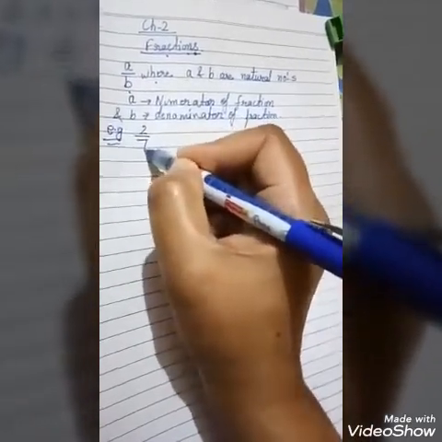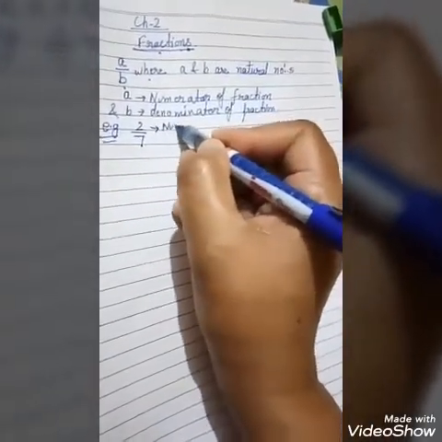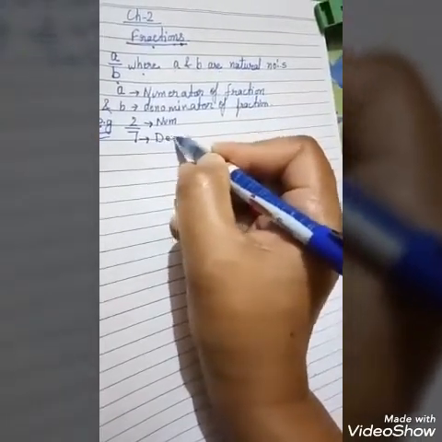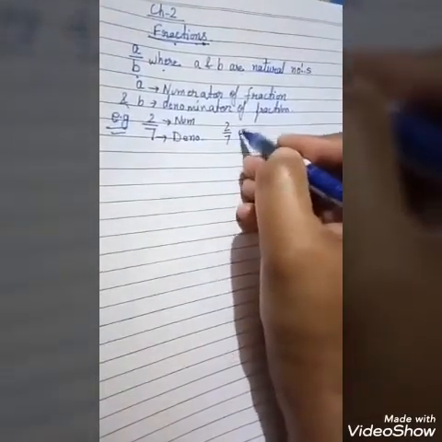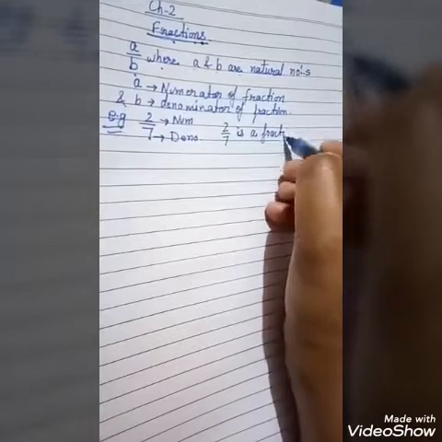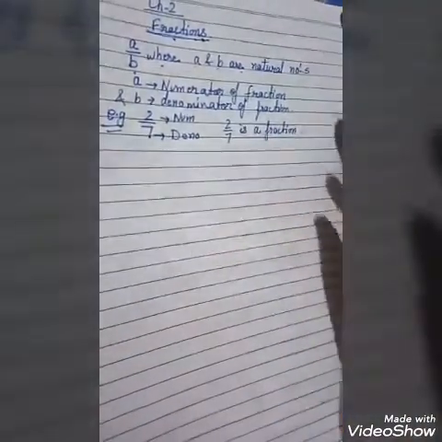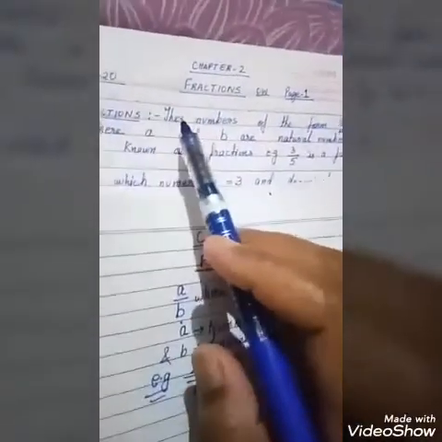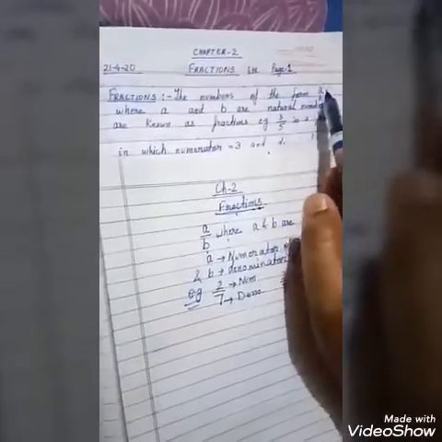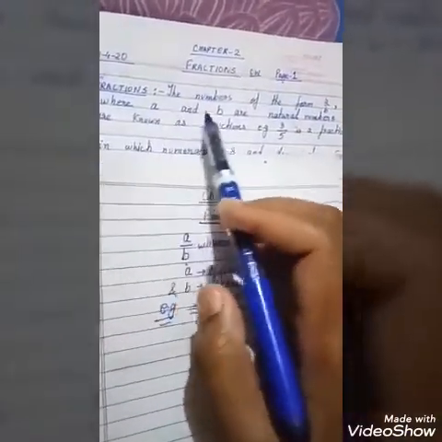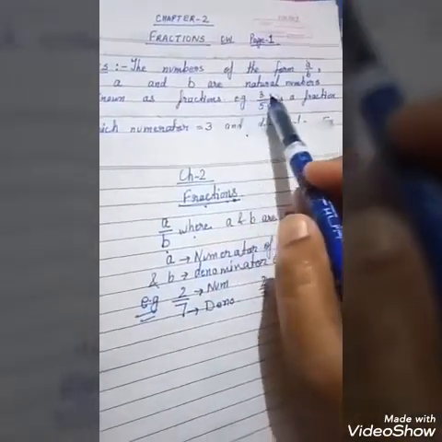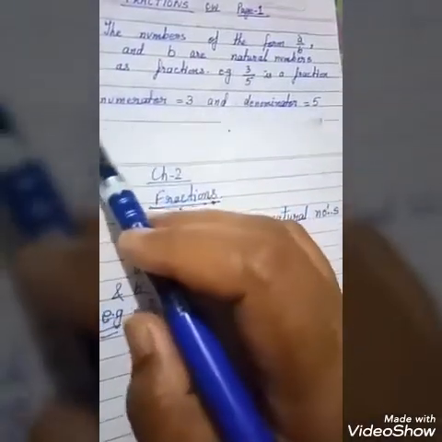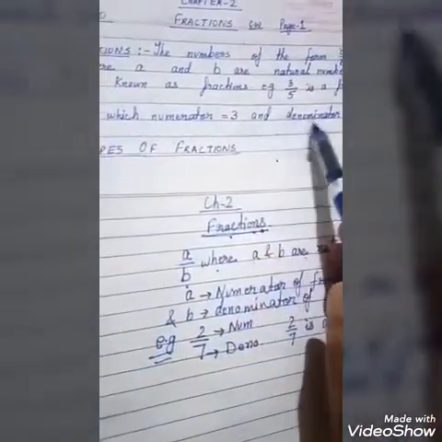2 by 7. Here this 2 is the numerator and 7 is the denominator. So this 2 by 7 is a fraction. Okay, now see here the definition. What is a fraction? The number of the form a by b where a and b are natural numbers is known as a fraction. For example, 3 by 5 is a fraction in which the numerator is equal to 3 and the denominator is equal to 5.